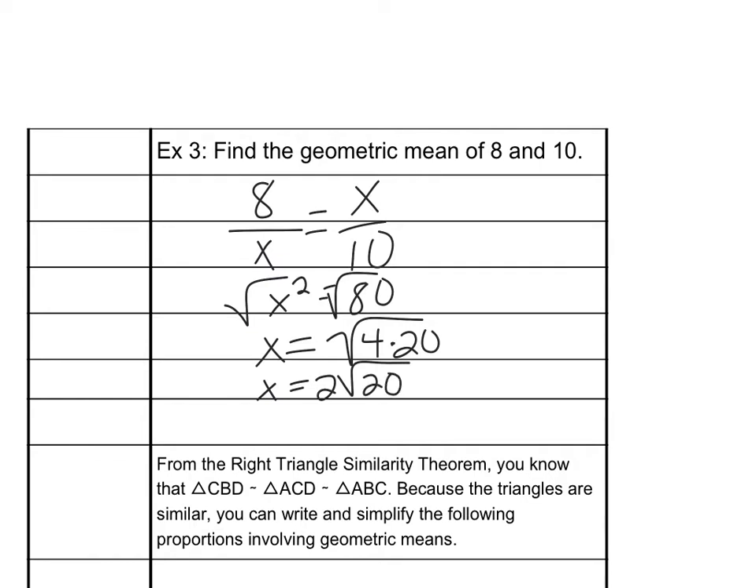But I also know that I could pull another 4 out of 20, and I pull a square root of 4 out of here. I'd be like x equals 2 times 2 now, times, it'd be left over with the square root of 5. So x equals 4 square root of 5.